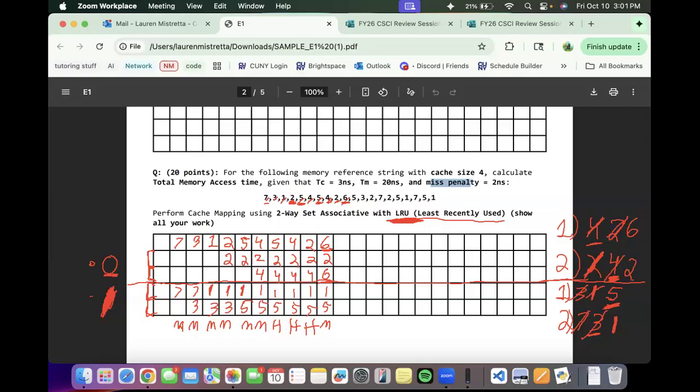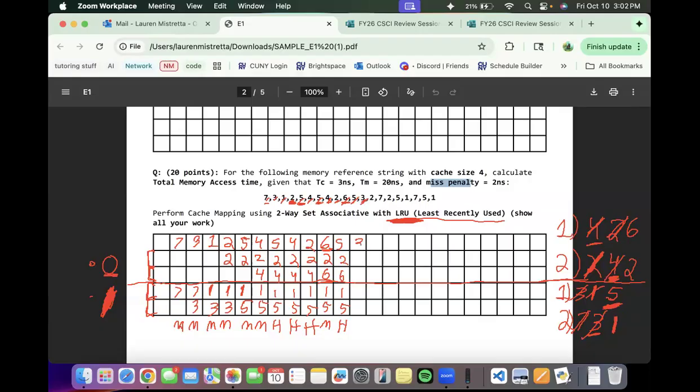Okay, let's just do a couple more. 5 is my next one. 5 is in my odd cache right now. So because of that, that's just going to be a hit. 5 is also in my first spot of the line, so I don't need to worry about moving it either.